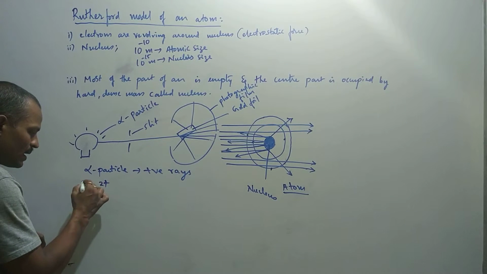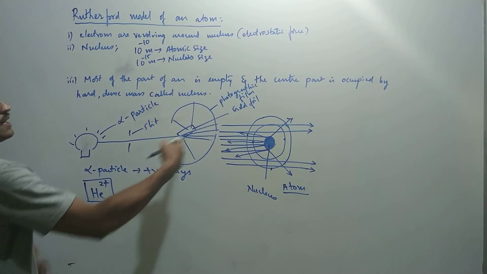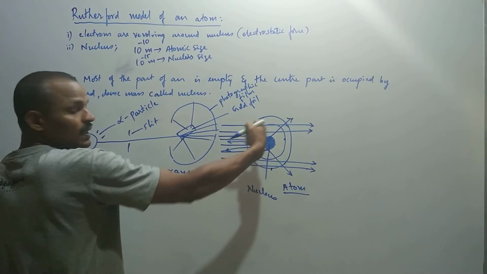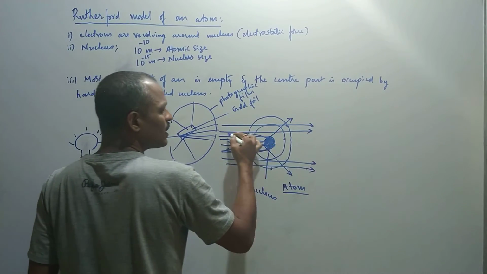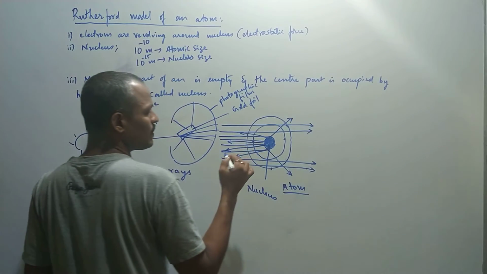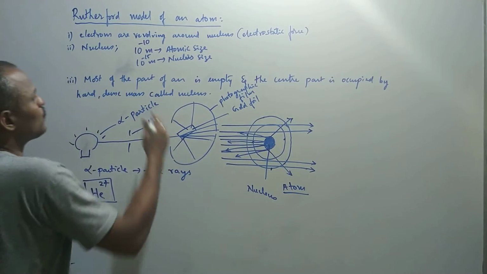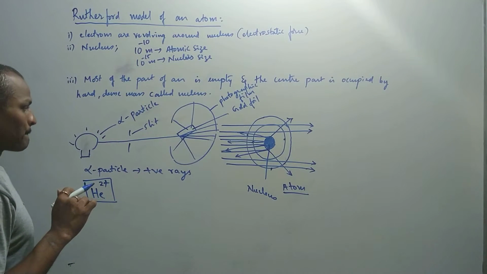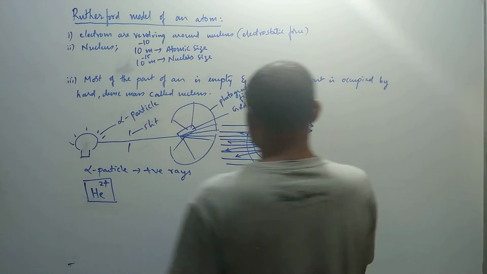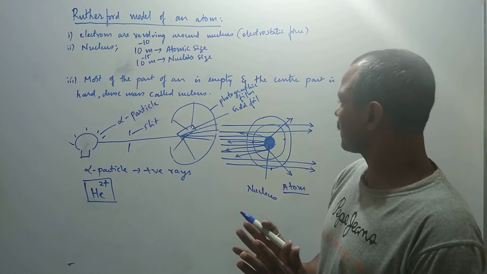So when the rays of this particle pass on the atom, sometimes they are deflected, some are transmitted or passed through the atom, and some bounce back. Based on this, he concluded these three conclusions. Hope I have given you a clear picture.